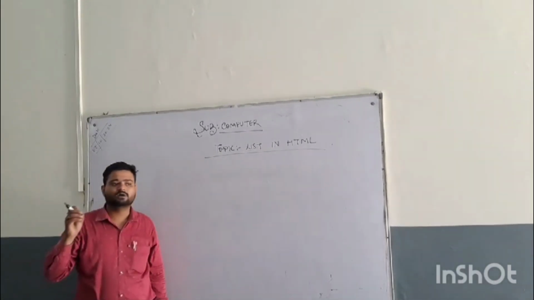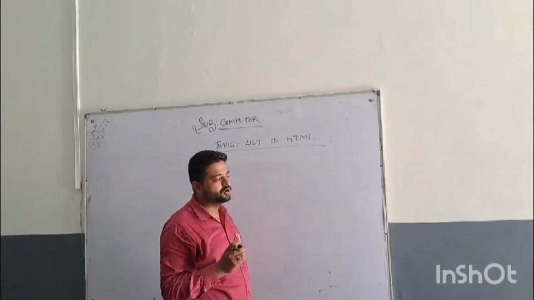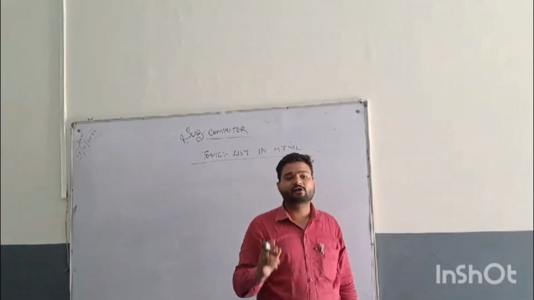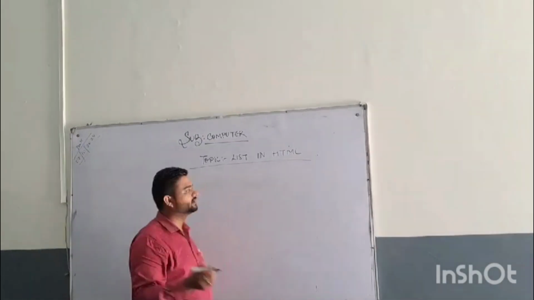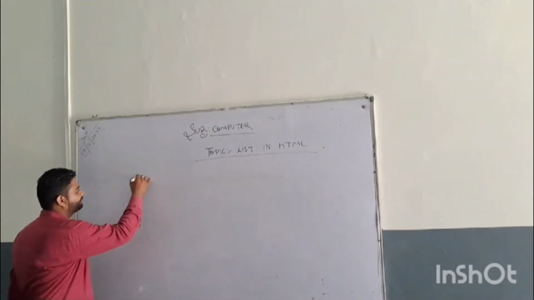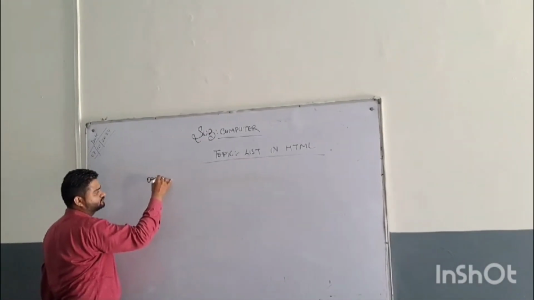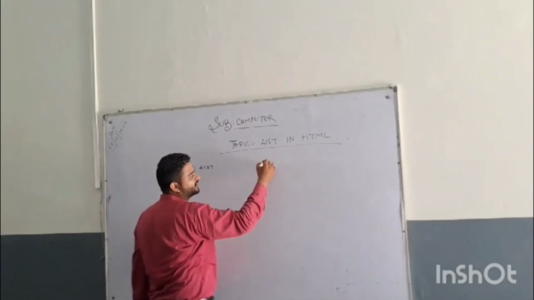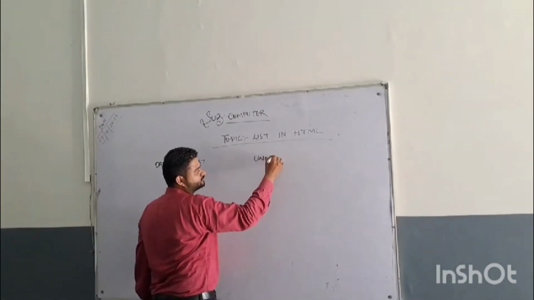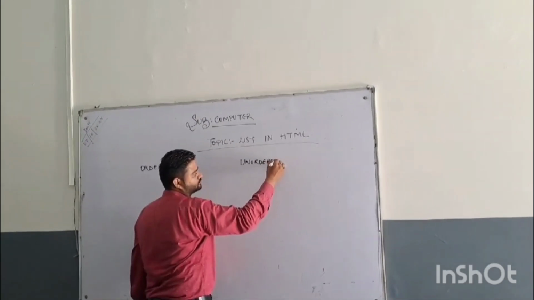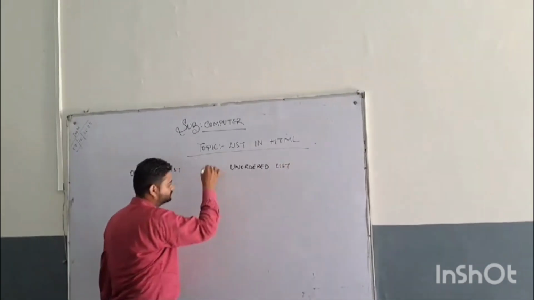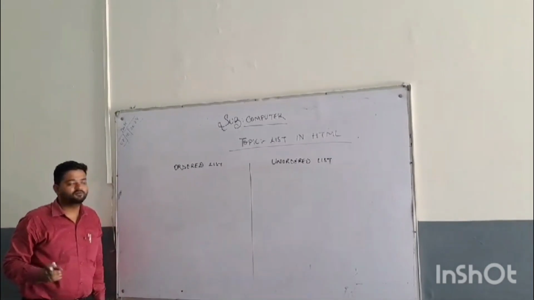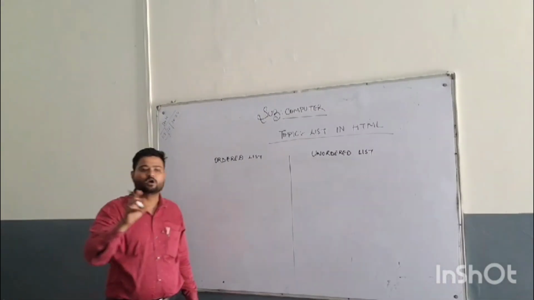See, first of all, let me tell you, we are having two types of list in HTML. Number one is ordered list, and second one is unordered list. Okay, so now what is the difference between ordered list and unordered list?